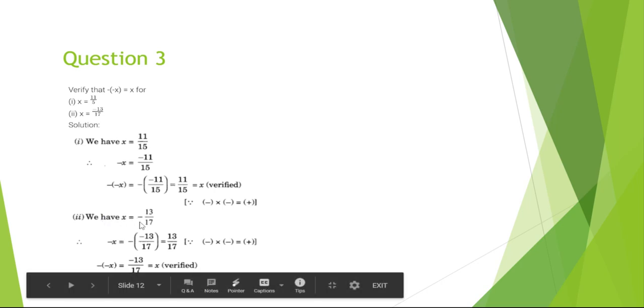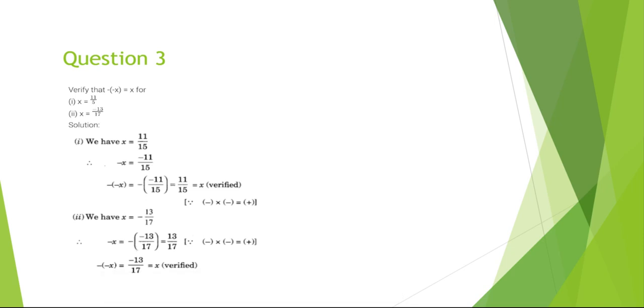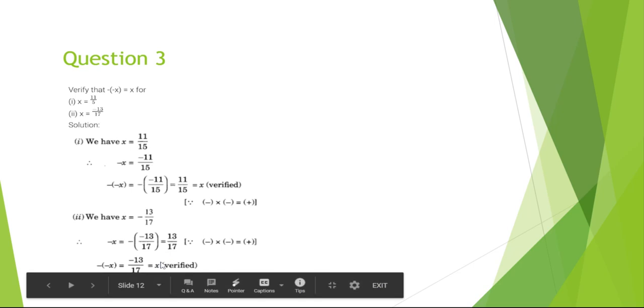Next we have minus 13 by 17. So minus of x would be minus of minus 13 by 17. Two minus signs again will become positive and it becomes 13 by 17. So minus of minus x would be minus 13 by 17, which is nothing but x. Hence verified.